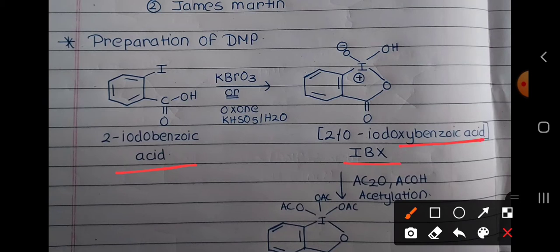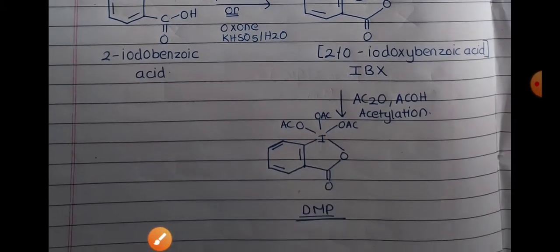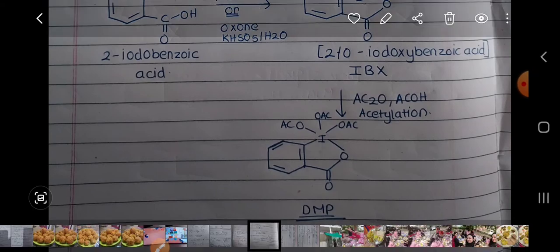This IBX plays the same role as the DMP reagent, but the fact is that IBX is more toxic and explosive as compared to DMP. So instead of IBX, DMP gets used. Now how does DMP get formed? This IBX on acetylation, you can see over here, gives DMP, that is the Des-Martin periodinane reagent.